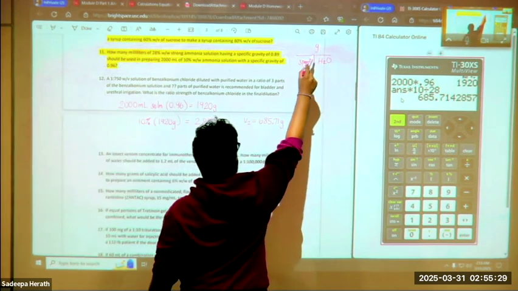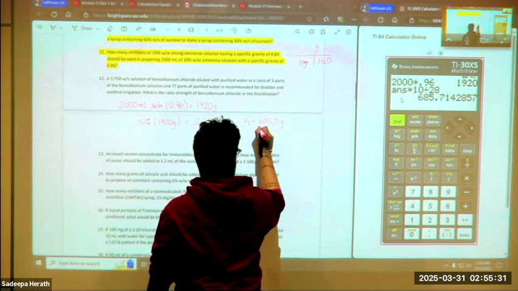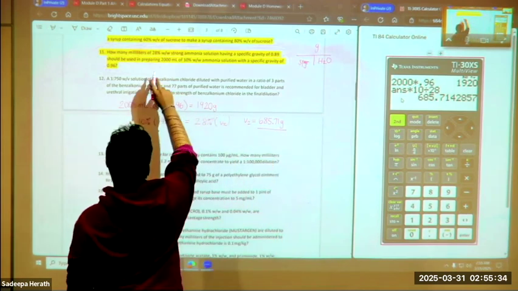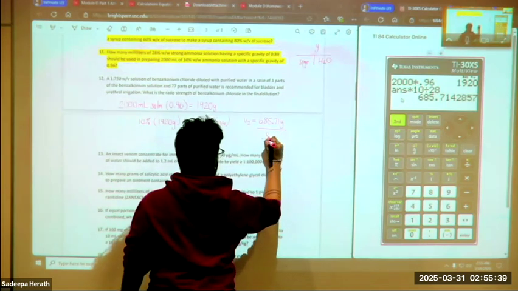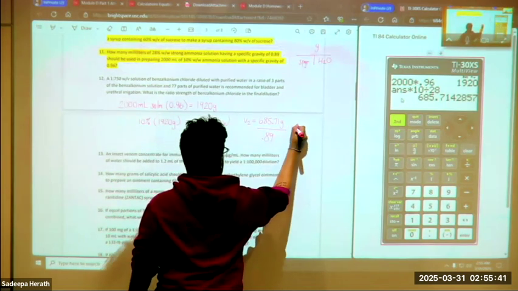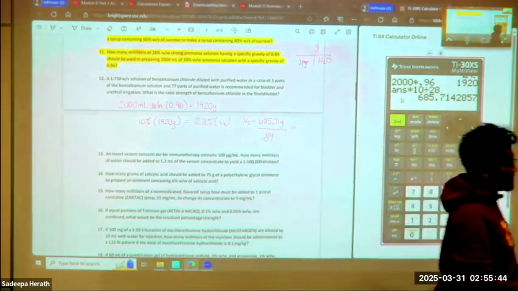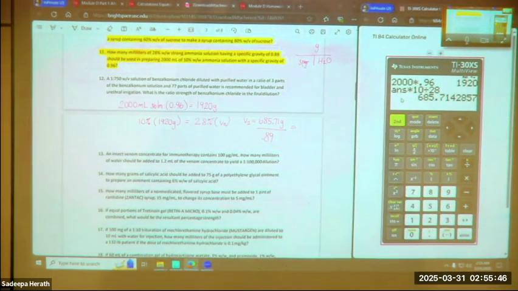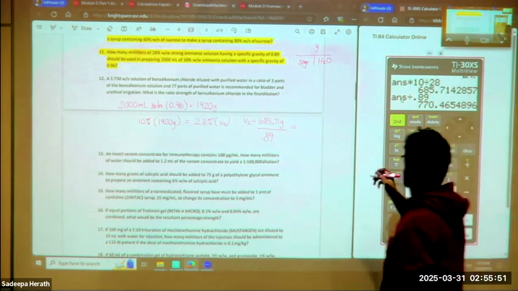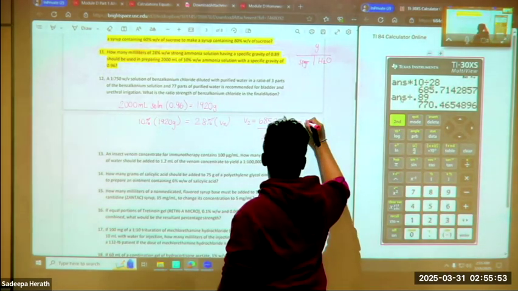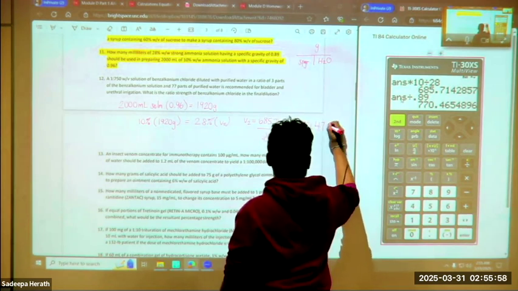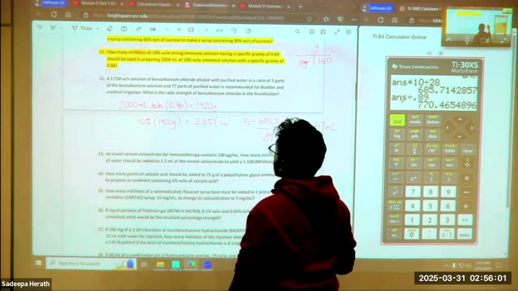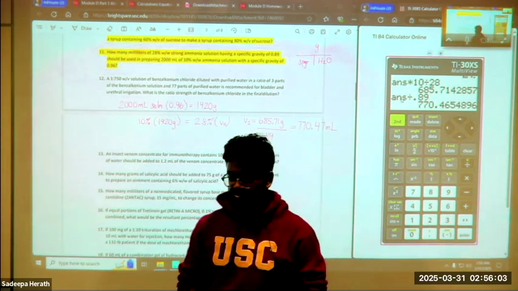They're asking for milliliters of the solution, so given those grams, we have to divide by the specific gravity for this solution, which is 0.89. We get 770.47 mLs of 28% weight-to-weight strong ammonia solution.